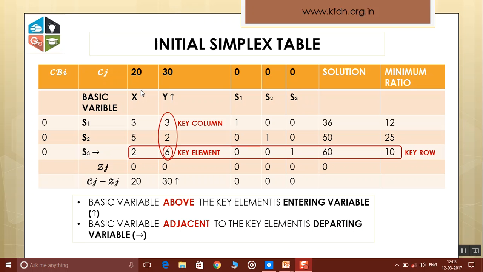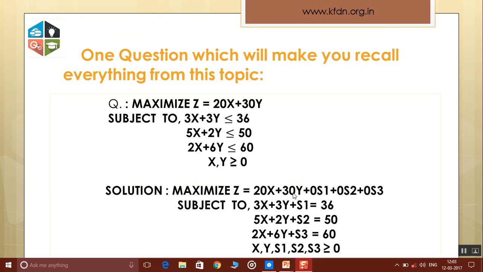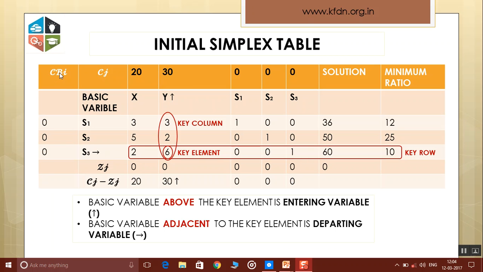This is our initial simplex table. We have to create a simplex table like this. Here we will write CBI, CJ, basic variable, solution and minimum ratio. CJ is the coefficient of the objective function, which is 20, 30, 0, 0, 0, which you can check from here. CBI is the coefficient of basic variables which are introduced. We can see the coefficient of slack variables, which is 0, 0, 0. Here we write the basic variables of the objective function x, y, s1, s2, s3.